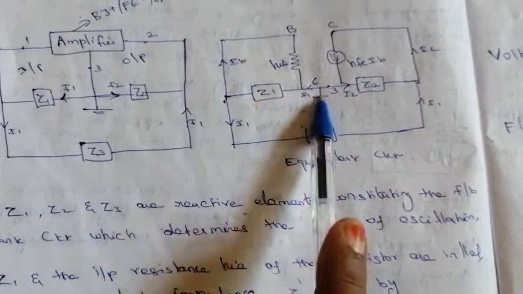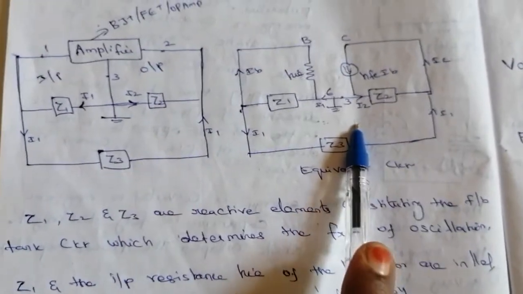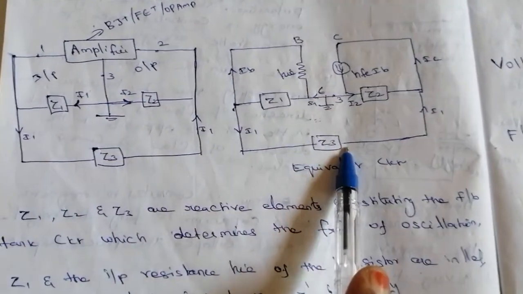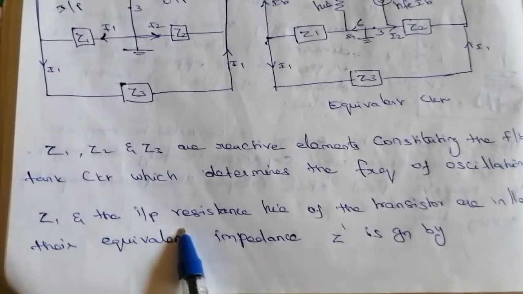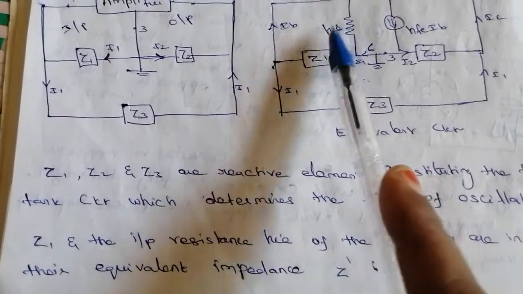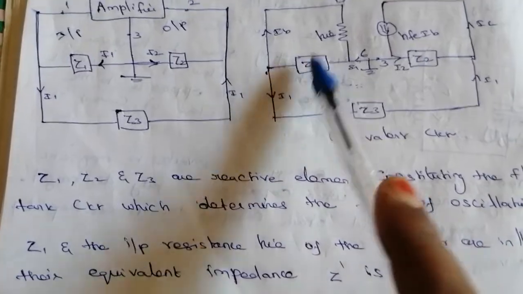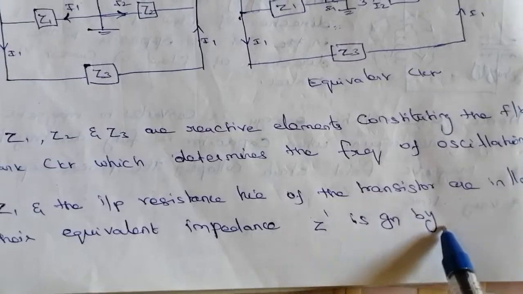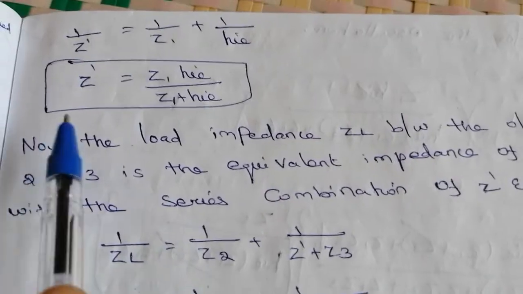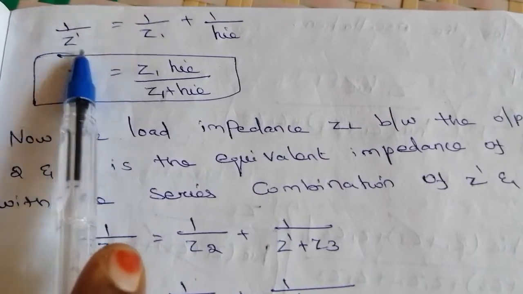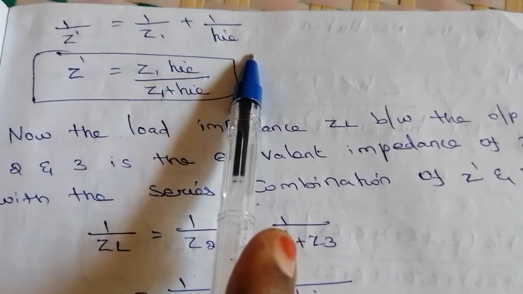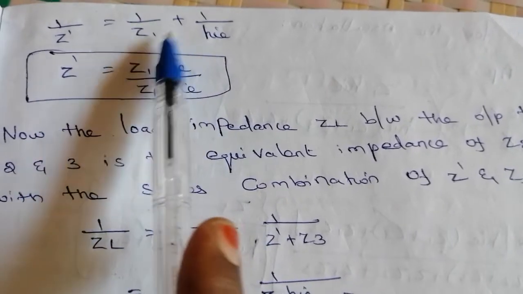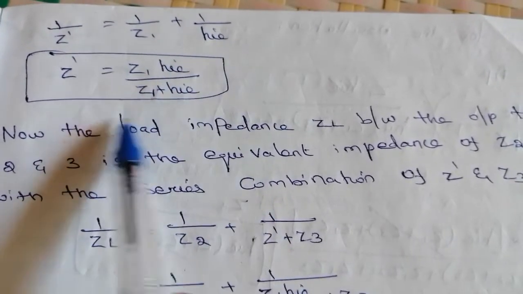So this is the h-parameter equivalent model of this tank circuit. That is, the amplifier is replaced by the h-parameter model, and the feedback network remains the same. Z1 and the input resistance hie of the transistor are in parallel. These two are in parallel, and the equivalent impedance is Z dash, which is given by 1 by Z dash equal to 1 by Z1 plus 1 by hie. So Z dash is equal to Z1 hie divided by Z1 plus hie. By using the LCM, we can get this equation.